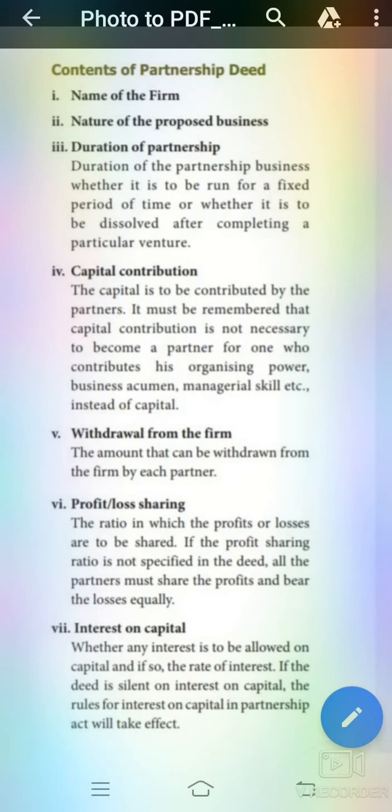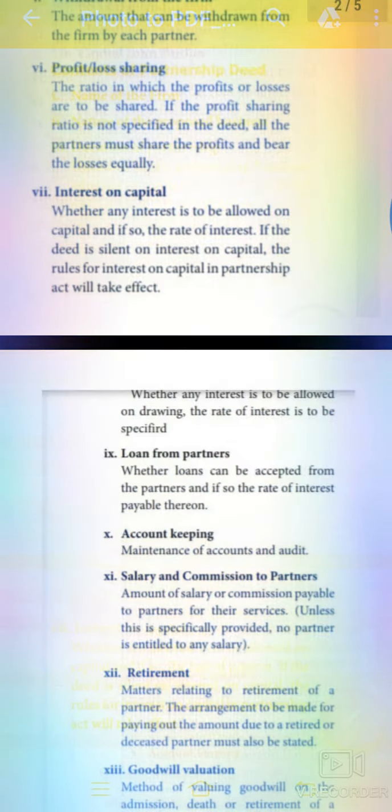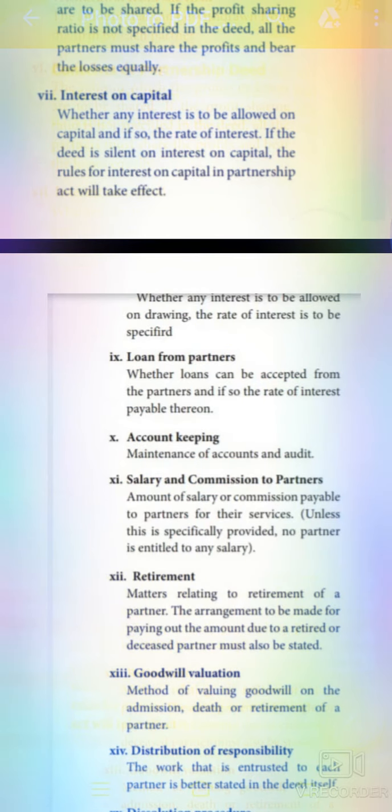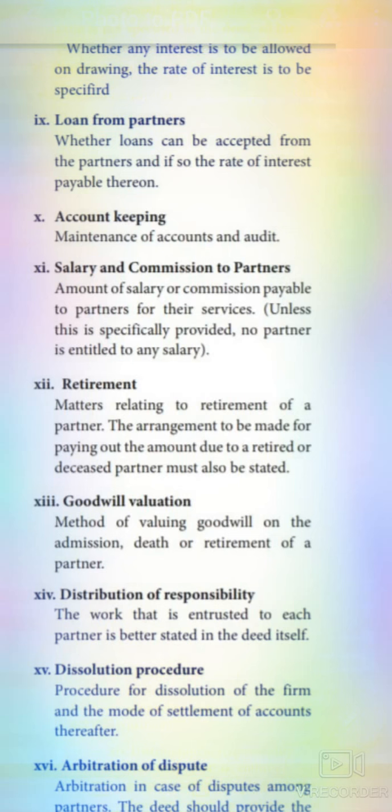And the next one is interest on capital. Whether any interest is to be allowed to the partners. Suppose the rate of interest should be mentioned; even if the deed is silent, the rules which are applicable in the Partnership Act may take effect. And then any interest to be allowed on drawings, and the rate of interest also should be mentioned in the partnership deed. Okay?